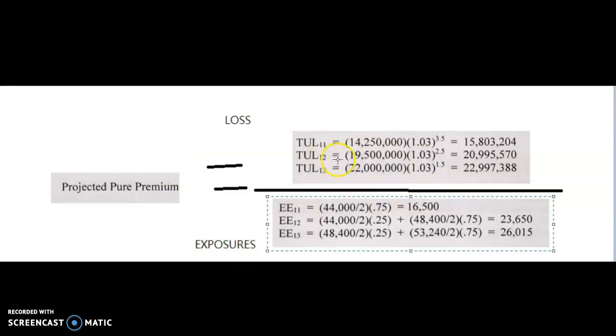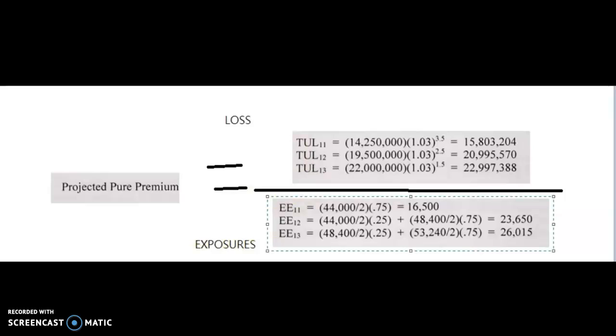So how do we get the loss? The loss for 2011 is the ultimate loss times 1.03 power 3.5, and for 2012 is the ultimate loss of 2012 times 1.03 power 2.5, and for 2013 is the ultimate loss times 1.03 power 1.5. So now we got the loss of each year. So we just sum these 3 years of loss up, and then divide by exposure.